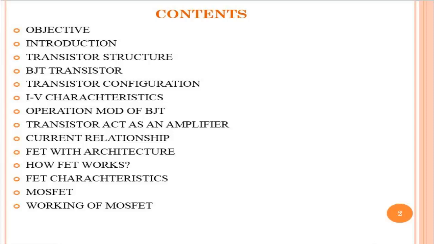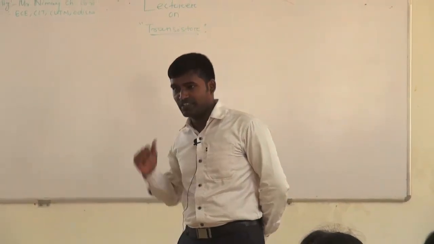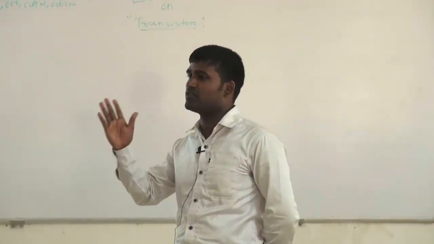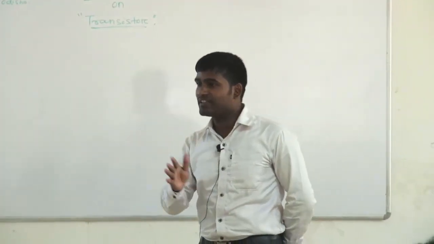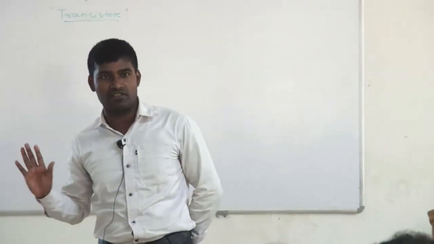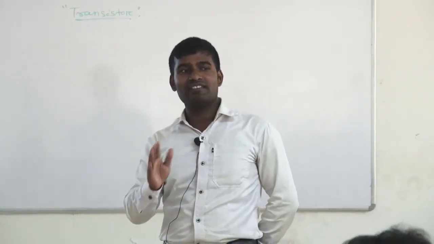So basically, coming under the transistor main chapter, the transistor is divided into BJT and FET. BJT stands for bipolar junction transistor, FET stands for field effect transistor. Again, FET is divided into JFET and MOSFET, junction field effect transistor and metal oxide semiconductor field effect transistor. MOSFET is again divided into enhancement type and depletion type.